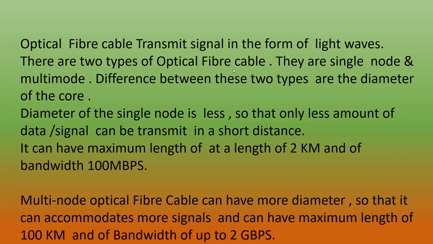So there are two types of optical fiber cables, single node and multi-node. These two types depend upon the diameter of the inner core. I told you in the previous section that the inner core consists of a glass type material. Through that glass type material, signals are transmitted in the form of light signals. Light signals have higher speed than any other signal. So optical fiber cable transmits signals in the form of light waves.